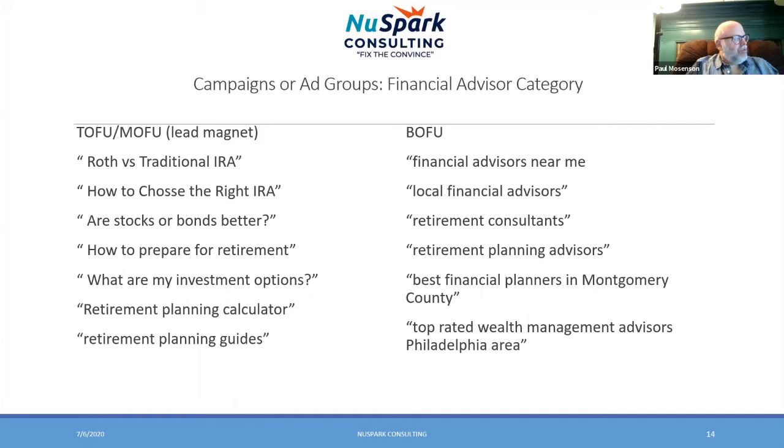That's why lead magnets are important, because you are starting relationships with people who have business problems or personal problems. So the bottom funnel again is, I know what I'm looking for now: a financial advisor near me, local retirement consultants, advisors, best planners in Montgomery County, top rated wealth management advisors, Philadelphia area. These are all people who are looking for someone. So the calls to action are maybe free consultation, free offers, things like that. Get them to click your ad because they're already bottom funnel. They're trying to choose the right person. Get on the short list.